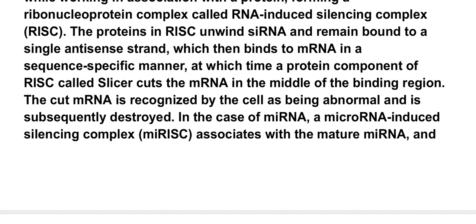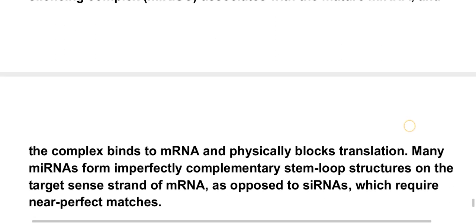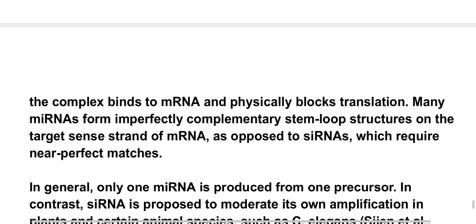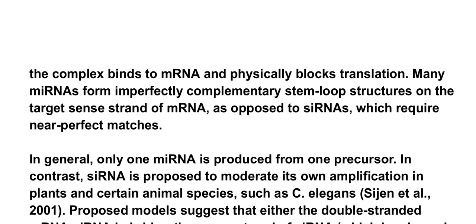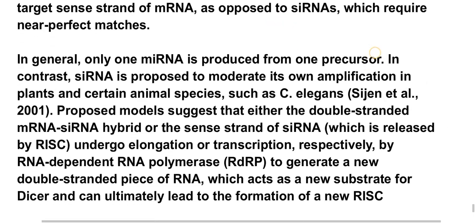In the case of miRNA, a microRNA-induced silencing complex associates with the mature miRNA, and the complex binds to mRNA and physically blocks translation. Many miRNAs form imperfectly complementary stem loop structures on the target sense strand of mRNA, as opposed to siRNAs, which require near perfect matches. In general, only one miRNA is produced from one precursor.